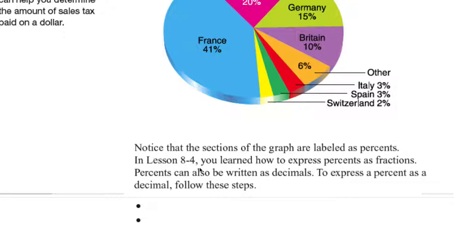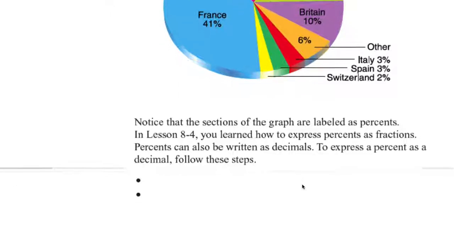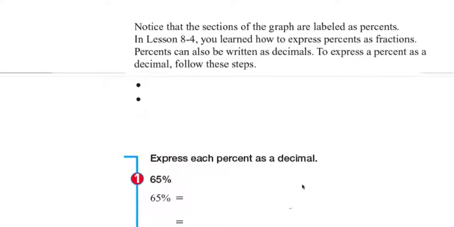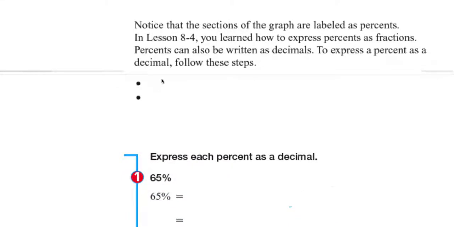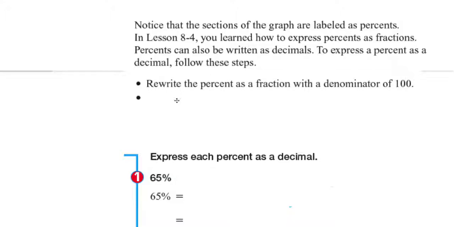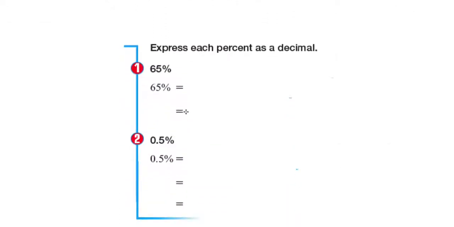Notice that the sections of the graph are labeled as percents. In 8.4, you learned how to express percents as fractions. Percents can also be written as decimals. To express a percent as a decimal, follow these steps. These are the 2 steps: first, rewrite the percent as a fraction with a denominator of 100, and then second, express the fraction as a decimal.